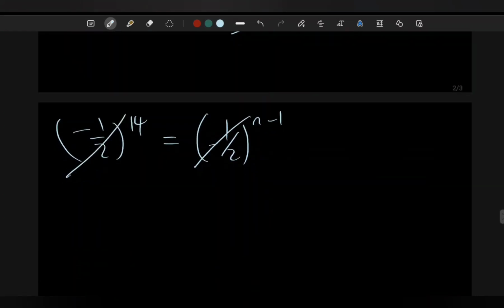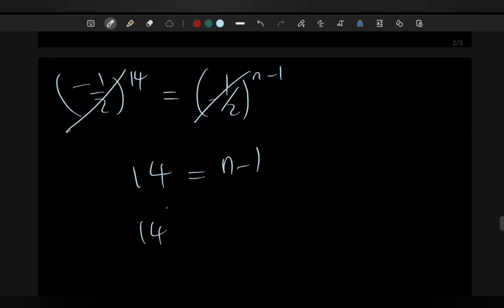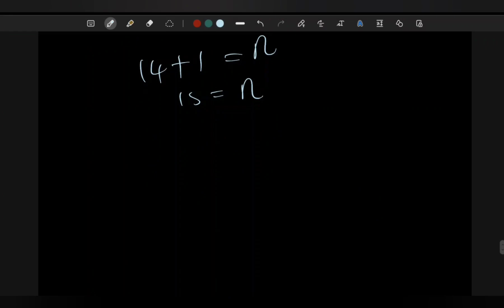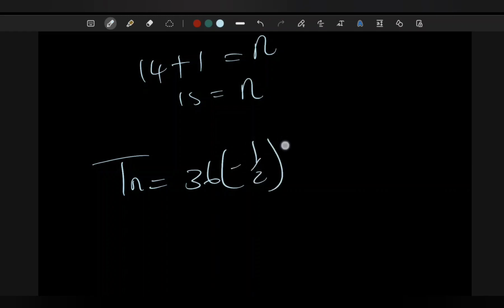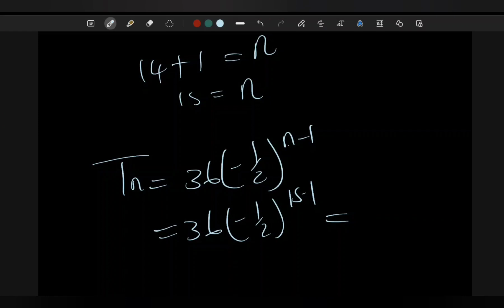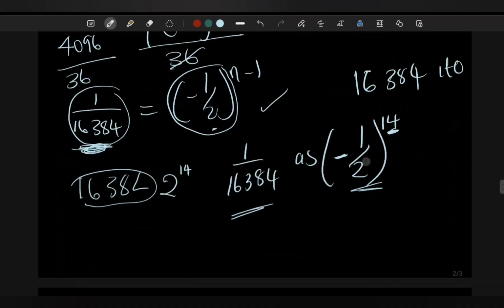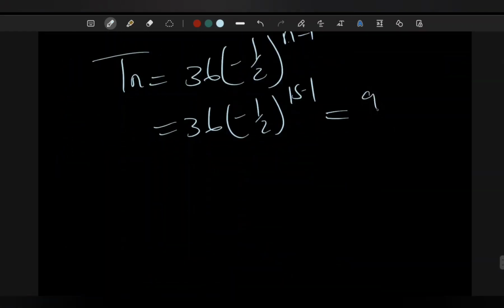So now we're going to drop this. We're going to be left with 14 equals n minus 1. Then we take the 1 to the other side. It becomes a positive. Therefore, 15 equals n. Now if you want to test if this is true, you go back to your formula. Tn equals 36 times minus 1 over 2 to the power n minus 1, and where there is n, you put a 15: 1 over 2 to the power 15 minus 1, and you'll see that you get the value they gave you. You're going to get 9 over 4096.